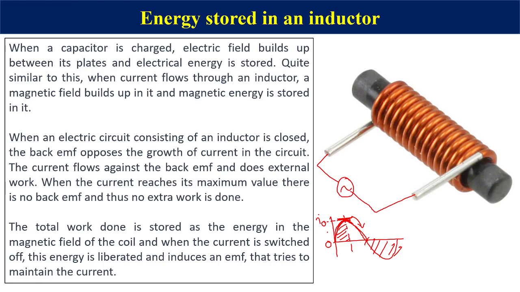All right, now suppose the current has reached I naught, the maximum current, and immediately you have discarded this circuit. In that case, what will happen? When the current is switched off, the energy is liberated and induces an EMF that tries to maintain the current. This is quite similar: if you switch off the circuit, the original current falls off to zero. However, the induced EMF will change its direction and it will oppose that fall of current. Then it will say, please do not fall.